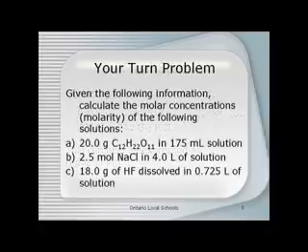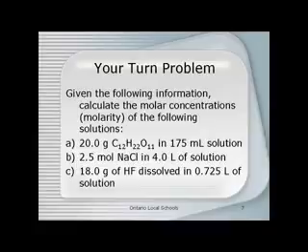Want to give you the opportunity to solve for molar concentration or molarity of some solution. So here they are. For A, we'll have 20 grams of C12H22O11. That is sucrose, by the way, in 175 milliliters of solution. B will be 2.5 moles of sodium chloride in 4 liters of solution. And C will be 18 grams of HF, which is hydrogen fluoride, dissolved in 0.725 liters of solution.